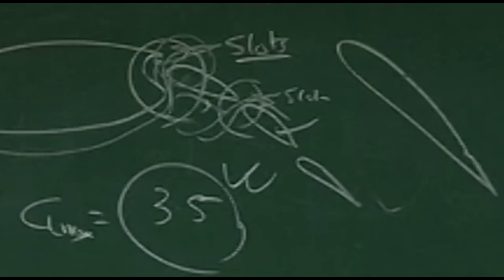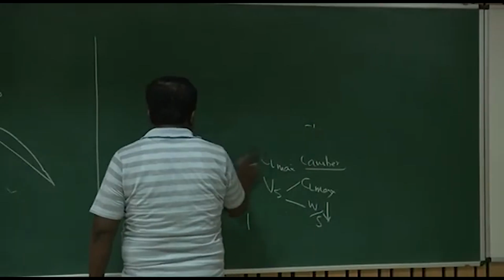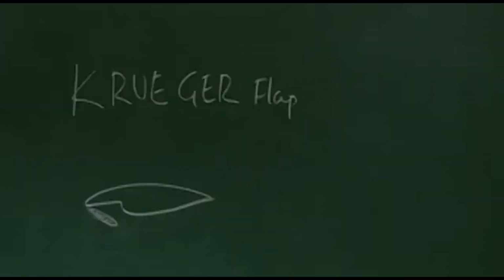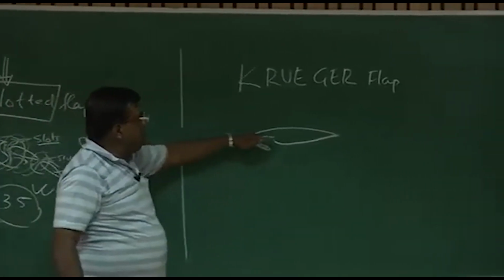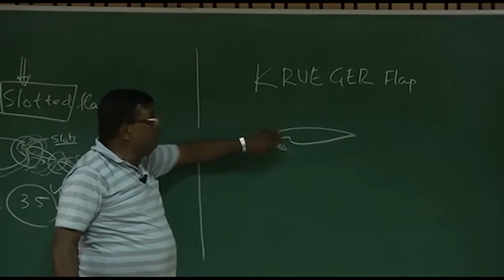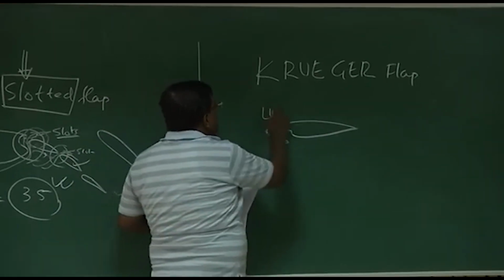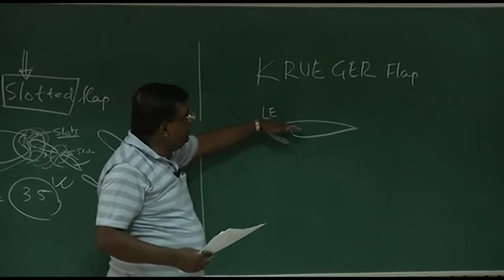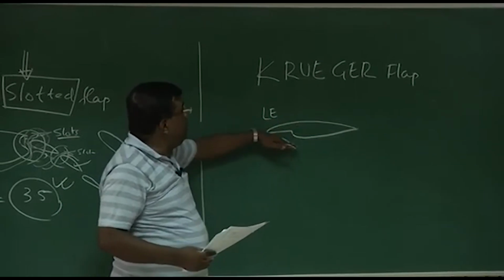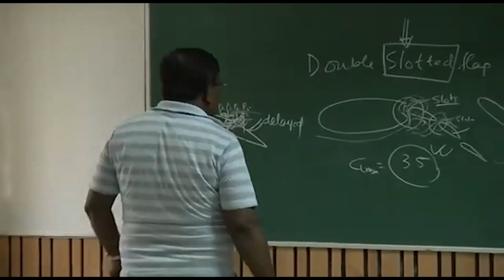There is another type of flap which also has drawn a lot of attention. Just for completion, I am mentioning the Krueger flap, and that is something like this. Please understand, this portion will be inside the wing, but it's not a part of the wing. So it is the leading edge. It will come out and change the camber, and you will get lift. And when it's airborne, this will go inside. However, this will not become part of the wing. That's more important.